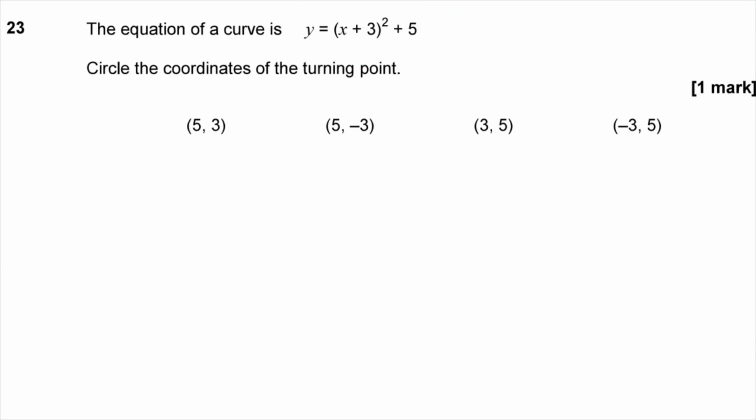Question 23. The equation of a curve is y equals (x plus 3) all squared plus 5. Now this is already in the completed square form. So the question asks us, what's the coordinates of the turning point? Well, the lowest point on this curve is when that bracket is going to be equal to 0. And that happens when x equals minus 3. When x equals minus 3, x plus 3 is 0, all squared is 0. And that gives us a height of 5 at that point. So minus 3, 5 is going to be the turning point. It's that one there.